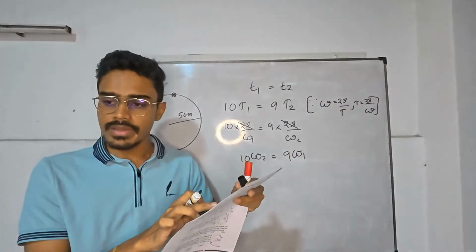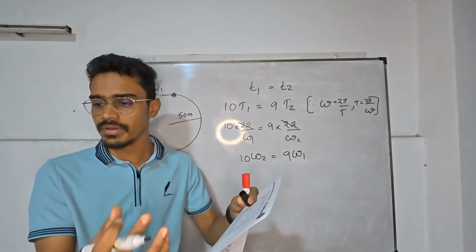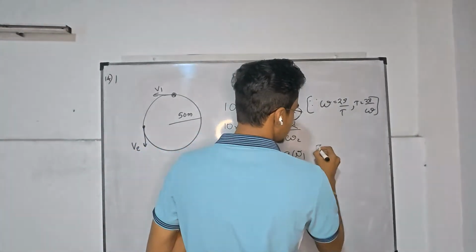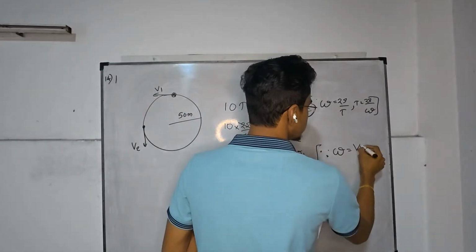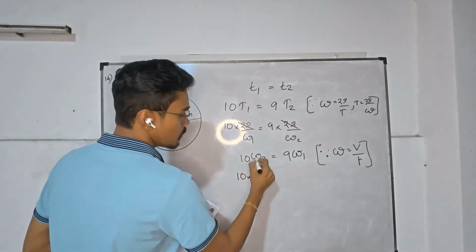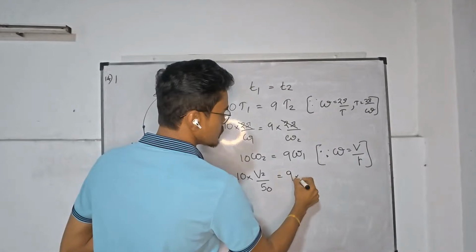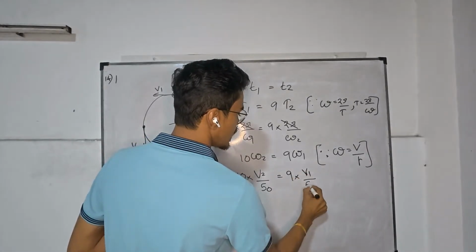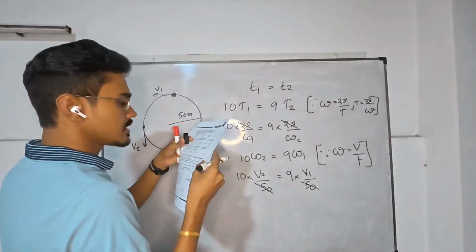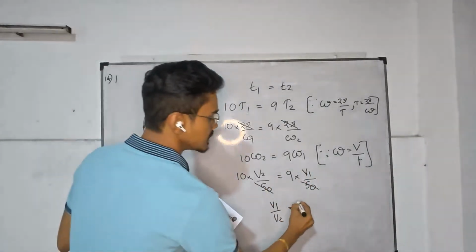I have been asked about the ratio between V1 and V2. So if we know omega, easily we can convert it to V. The relationship is omega is V over R. Then 10 omega 2 will be V2 over R, where R is 50, and 9 times omega 1 is V1 over R, where R is 50. So 50 and 50 cancel. Create V1 over V2 from this ratio. V1 over V2 is 10 over 9.